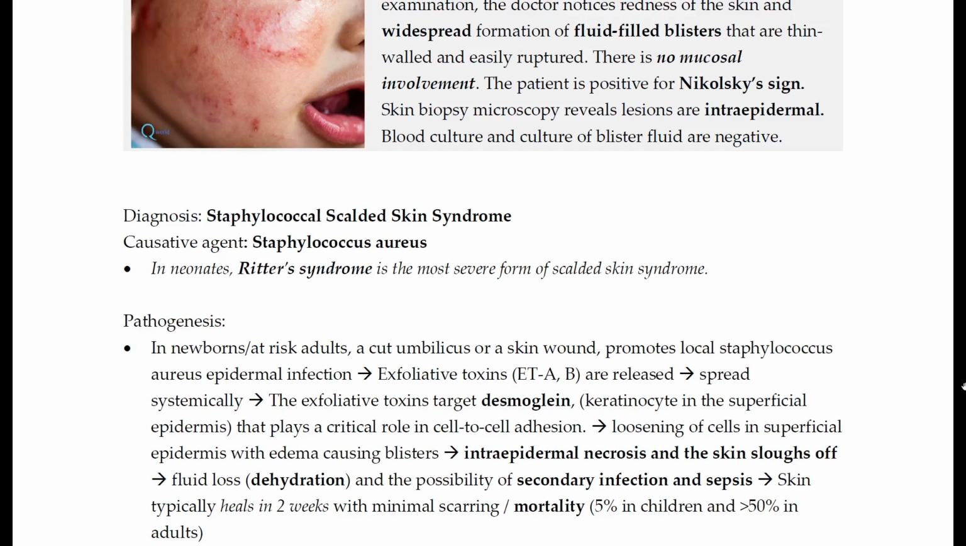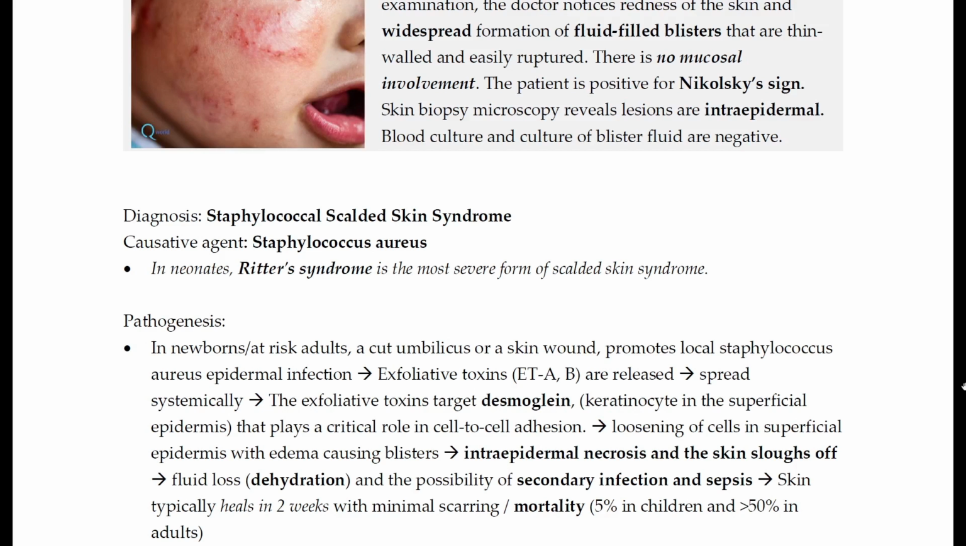Due to destruction of this protein, the superficial epidermal cells lose contact and fluid collects between them, and this gives rise to the blisters. So there is intraepidermal necrosis and the skin will slough off. This will lead to fluid loss leading to dehydration, and also creates a possibility of secondary infection and sometimes septicemia or sepsis.